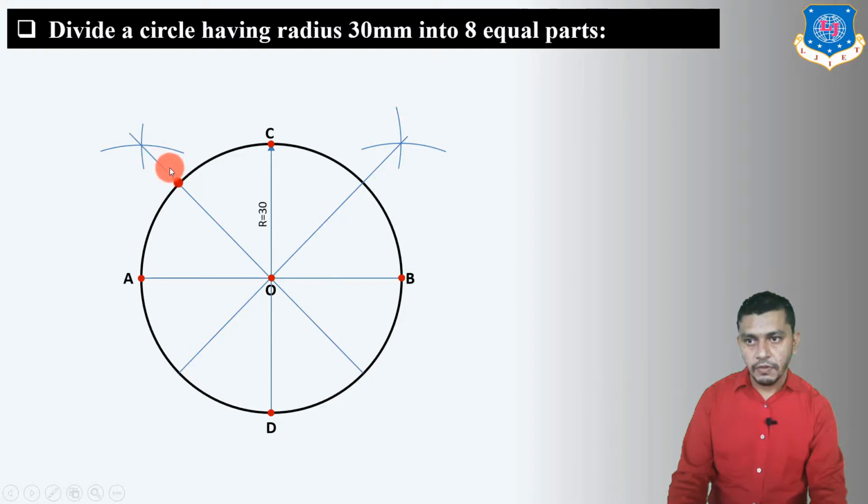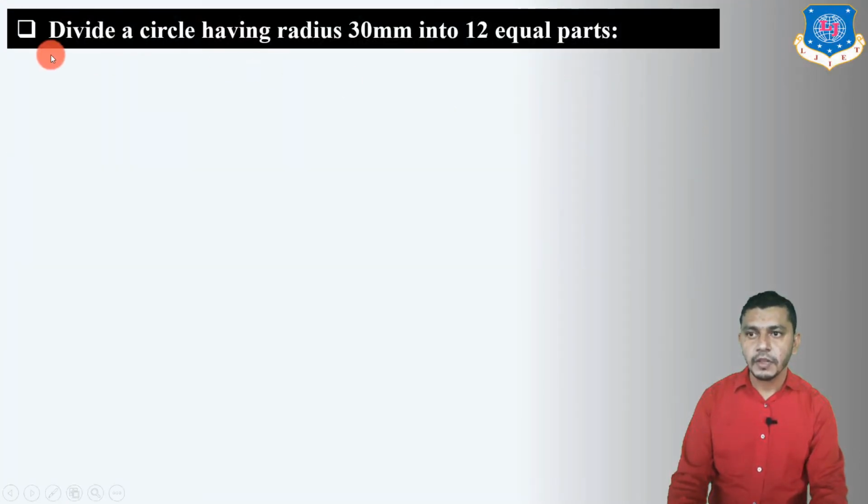Okay, clear? Now if you want to remove these lines, you can remove them. Okay, now mark these points 1, 2, 3 and 4. Now we can say that the circle is divided into 8 equal parts. Okay, 1, 2, 3, 4, 5, 6, 7, 8. So here we have used the angle bisector method to divide the circle into 8 equal parts. Okay, now let's move on to the next problem.